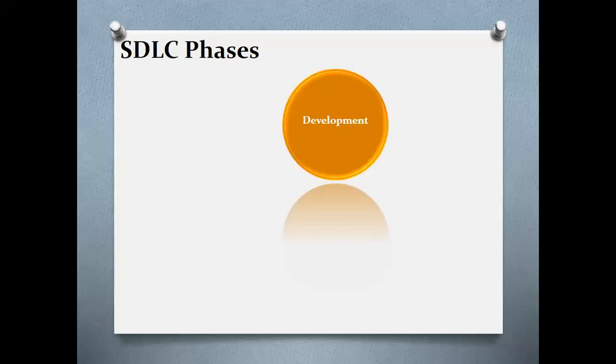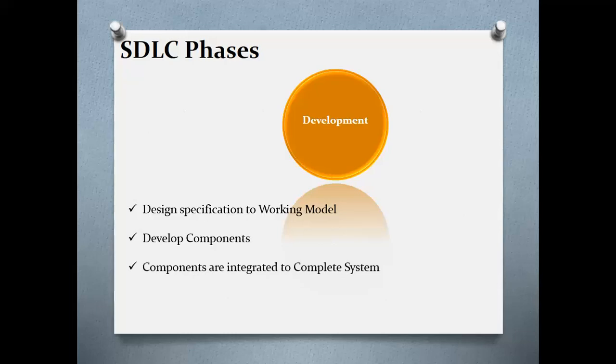Development phase. In the development phase, design specifications are converted into a working model of the system. The development team develops and reviews the components. Converting the model into components helps the development team to work independently. Once the components are built by the developers, they are integrated to form a complete system.